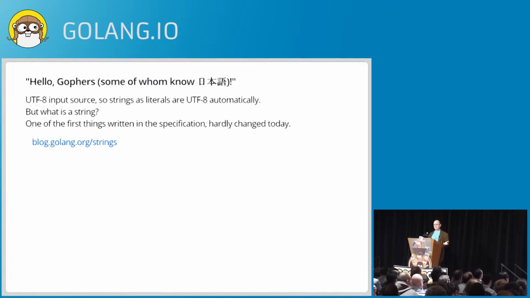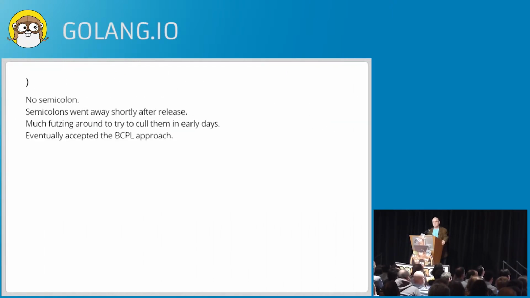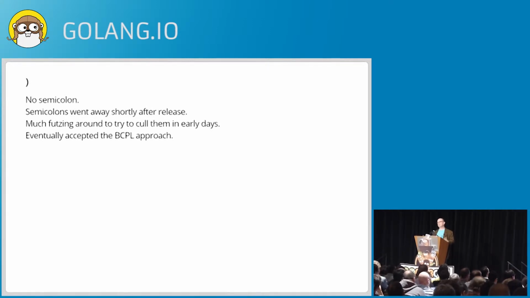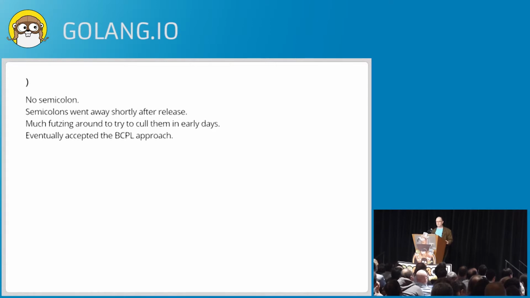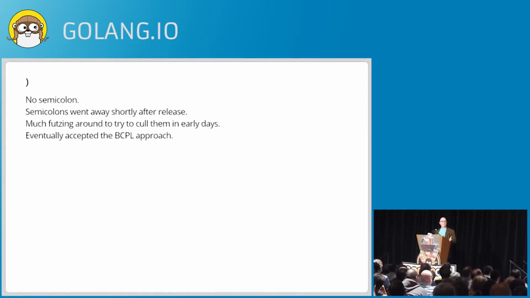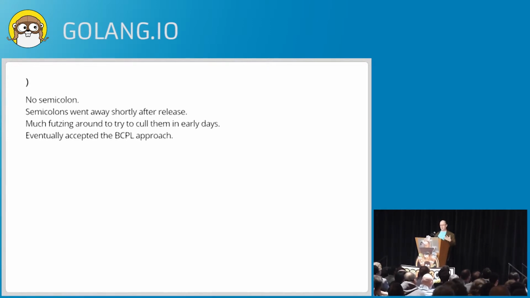Then you get to the closing paren of the function call. Of course, there's no semicolon there. The semicolons went away shortly after the release. I just made a wonderful change to the language. I loved it when it happened. But I should point out that before then, semicolons were optional in a very confusing, hard to understand, constantly changing way.